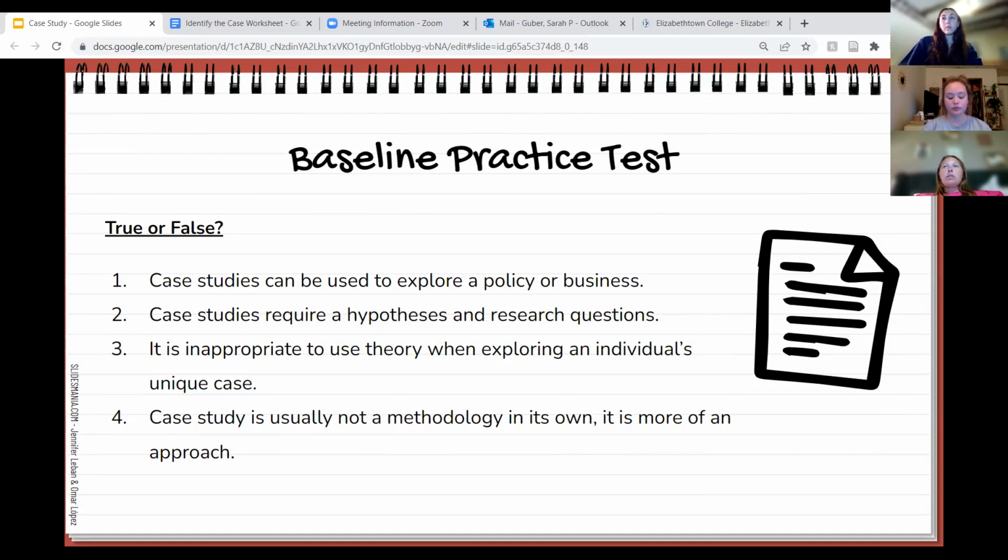Now that you have answered these questions, we can go ahead and go over the answers. Number 1 was true. Number 2 was true. 3 is false. And 4 is true.